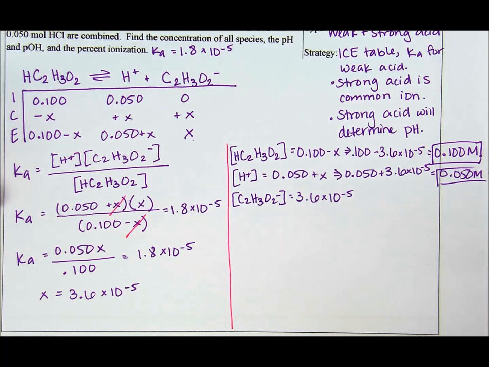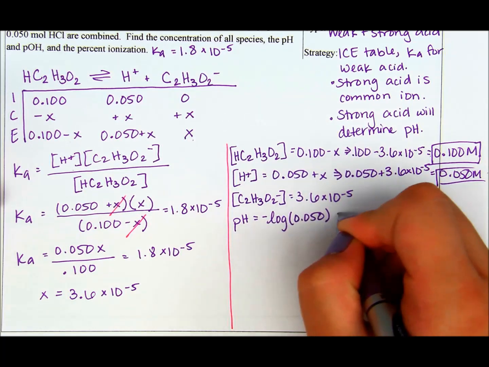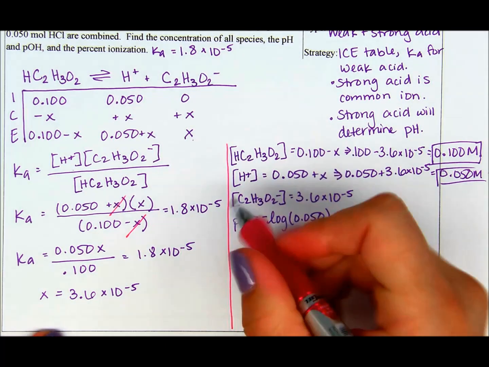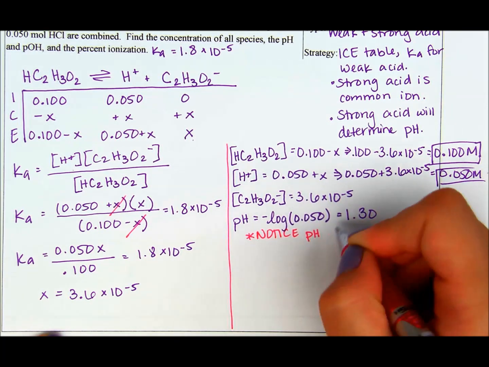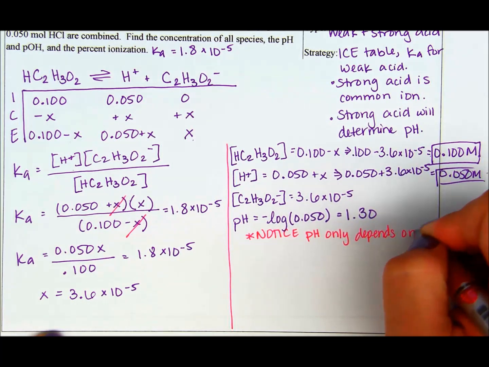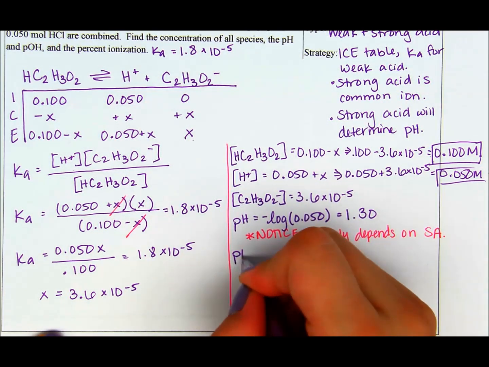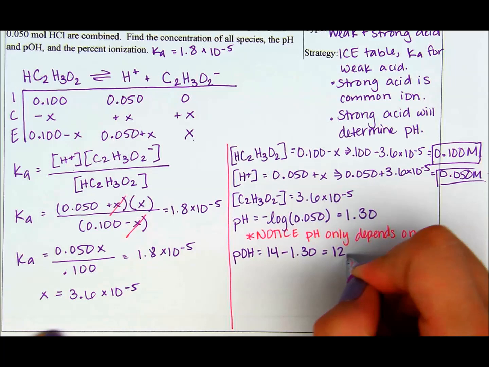Not very many acetates. Okay, so my pH equals negative log of the hydrogen ion concentration, which is 0.050, which equals 1.30. That's your pH. So notice here, I'm going to write a little asterisk. Notice pH only depends on strong acid. SA, abbreviation for strong acid. Alright, pOH is easy to find from pH. 14 minus your pH, 1.30, is equal to 12.7.